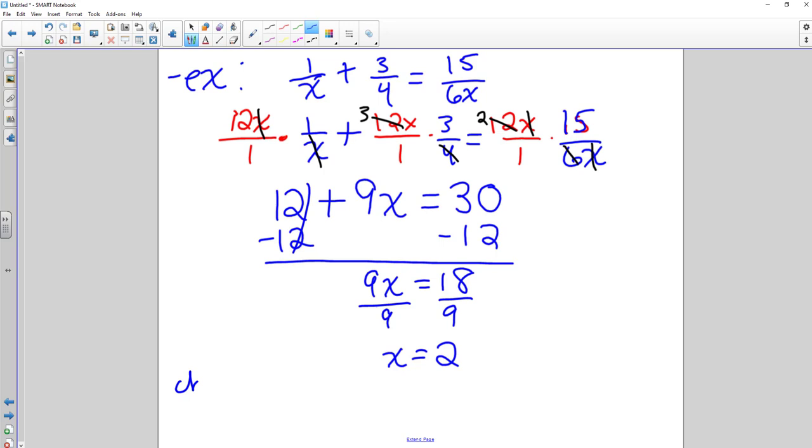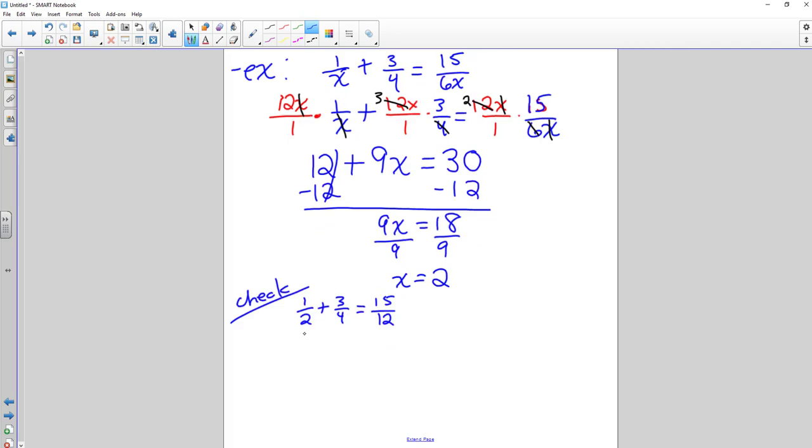So this is one we can check. Let's check this one out. Good fraction practice. So it should be correct if I have 1/2 plus 3/4. So that should equal 15 over 6 times 2, which is 12. So this is 2/4 and 3/4, which is 5/4.